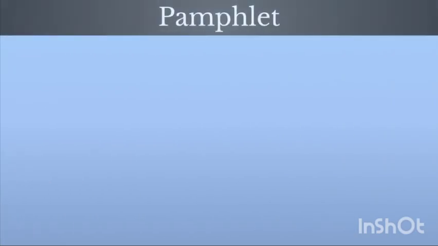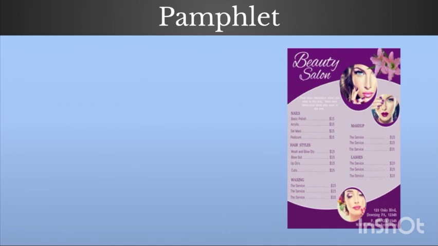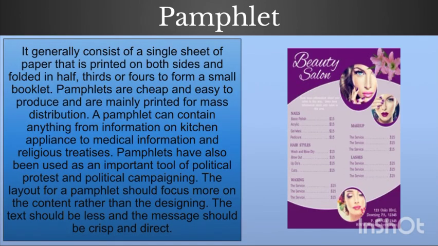Now I proceed to pamphlet. A pamphlet is an unbound booklet that is without any hardcover or binding. It generally consists of a single sheet of paper that is printed on both sides and folded in half, thirds, or fourths to form a small booklet. Pamphlets are cheap and easy to produce and are mainly printed for mass distribution. The quality of the paper is usually also low. A pamphlet can contain anything from information on kitchen appliances to medical information and religious treatise.